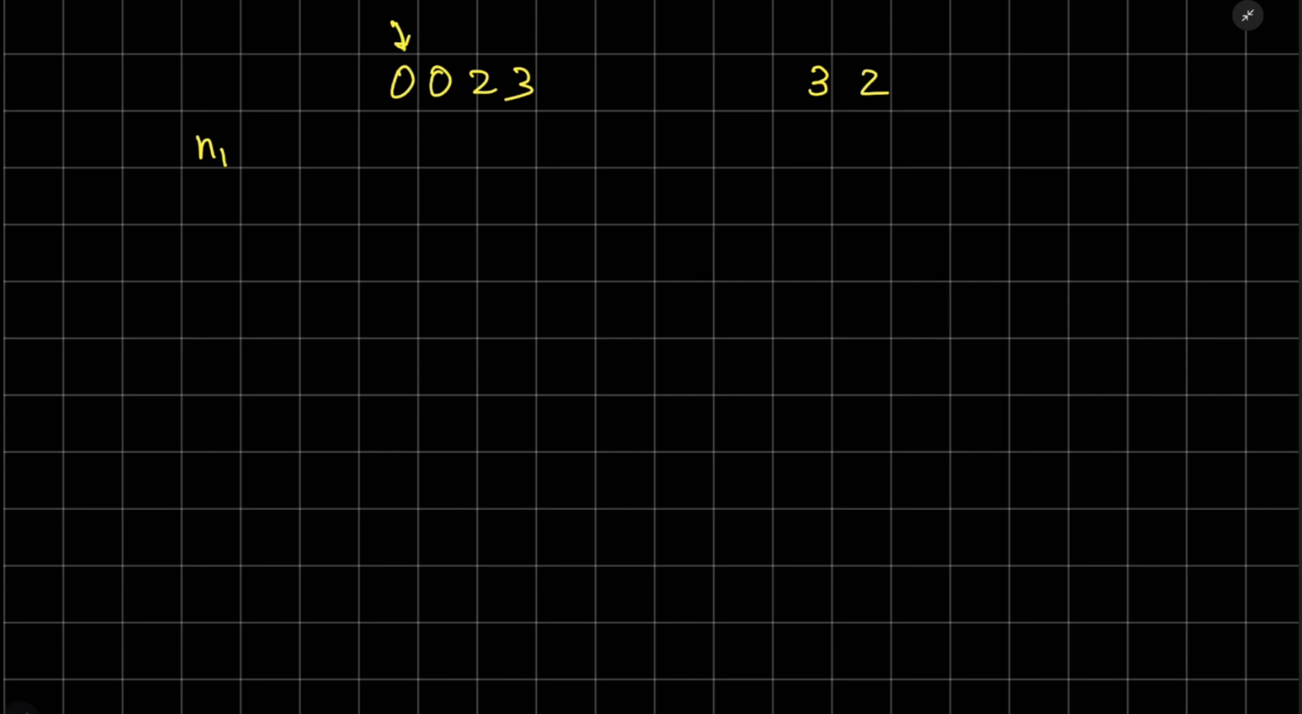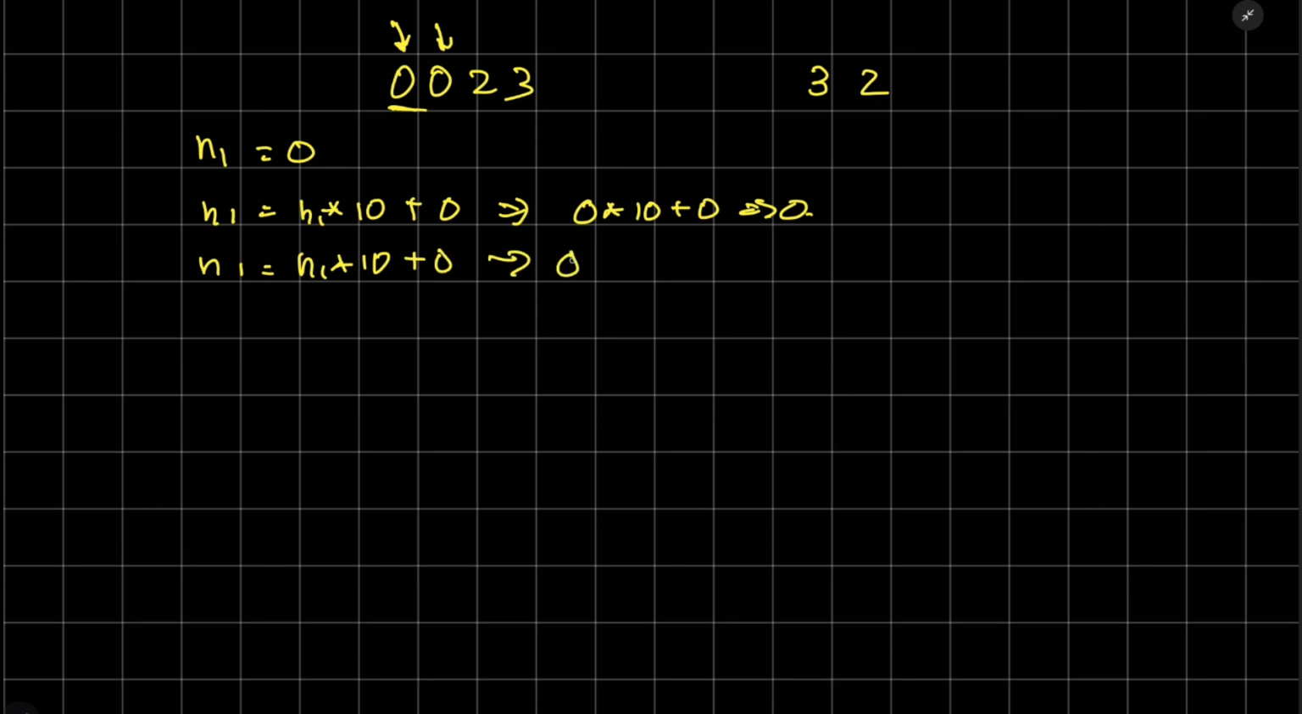Now n1 would be 0 first, then n1 is equal to n1 multiplied by 10 plus the current digit, that is 0. So that would be 0 multiplied by 10 plus 0, again 0. Similarly, I will move here. Again n1 is 0, so n1 multiplied by 10 plus 0 will give you 0. But now when we are at 2, n1 multiplied by 10 will be 0, because n1 is 0, but now we will add 2, so it becomes 0 plus 2, that is 2.